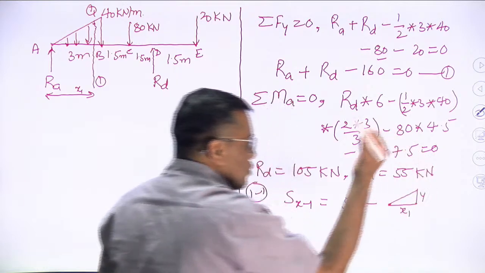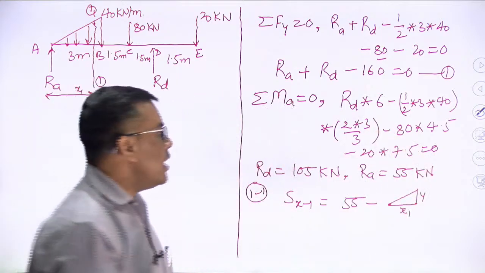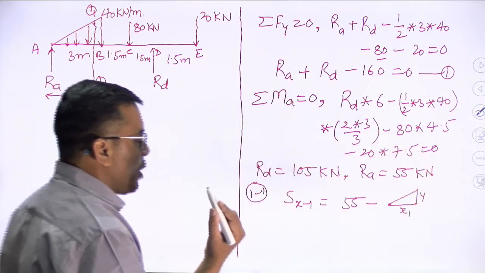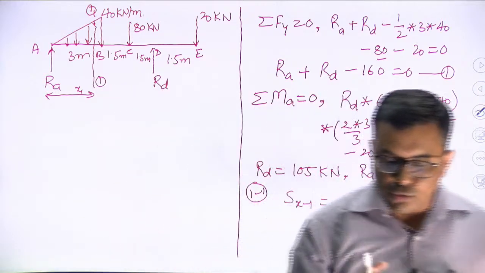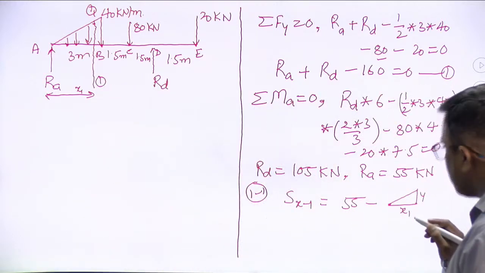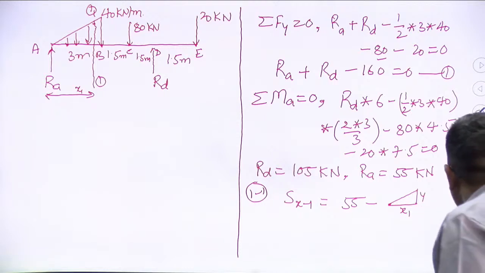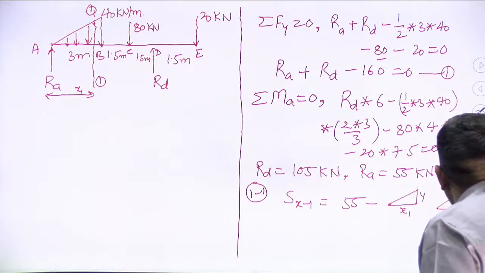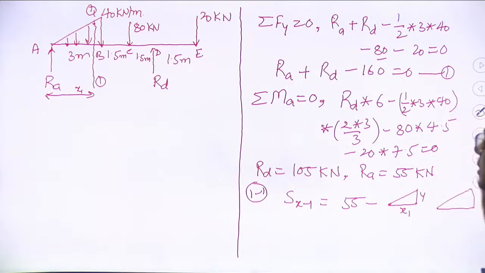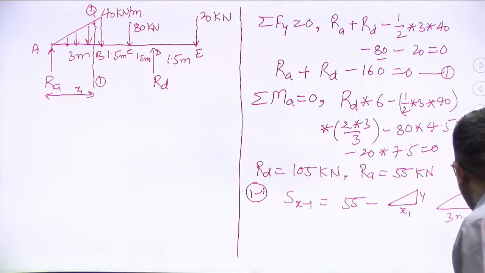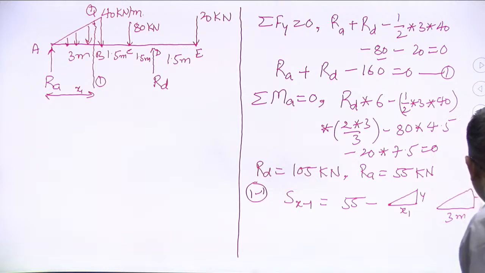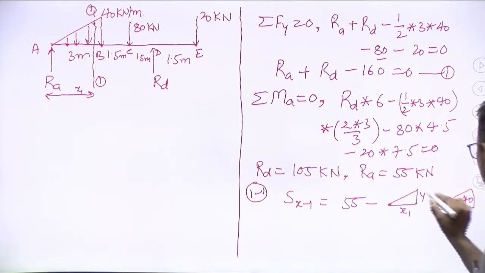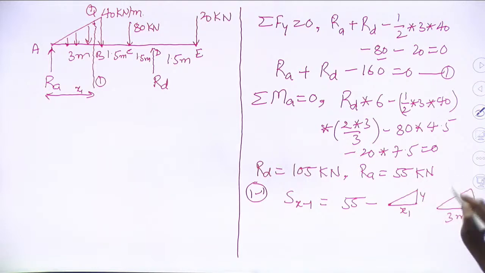So y will be how much? By applying the similar triangle properties. Similar triangle of what? Two similar triangles are there. What are the two similar triangles? Let me draw here. One is this. Another one is here. It is 3 meters, and it is 40. So how much will be the y? By comparing these two, x1, y, 3 and 40 kilonewton per meter.